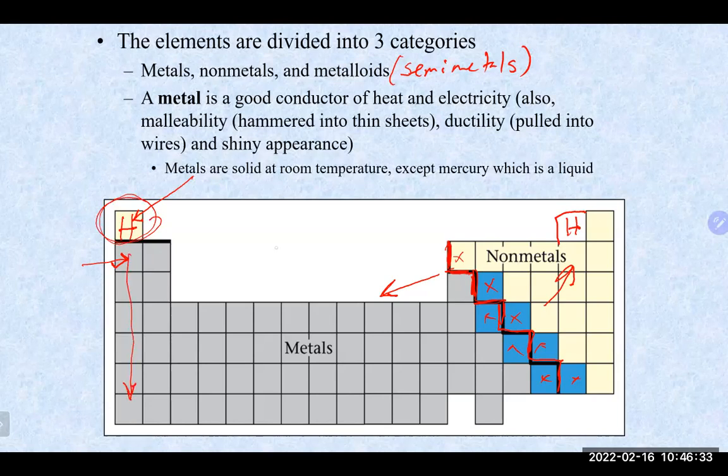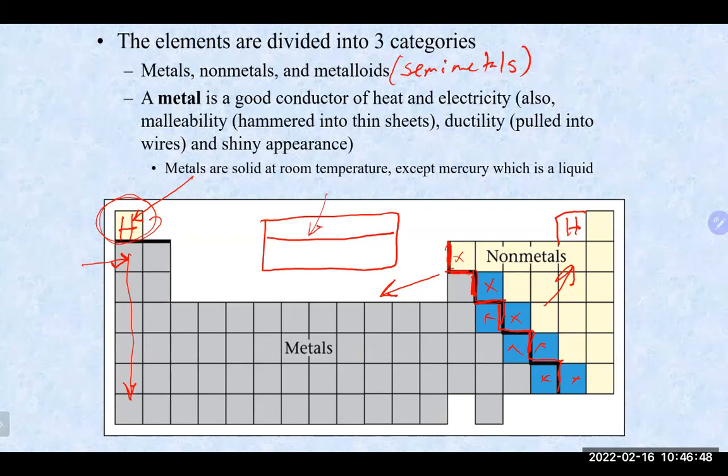Also, if you look on the periodic table, there are those two rows on the bottom. I'll draw it on top, but the two rows on the bottom here, those are also metals. So those are also metals on the bottom two rows, where it says lanthanide and actinide. Those are also part of the metals.